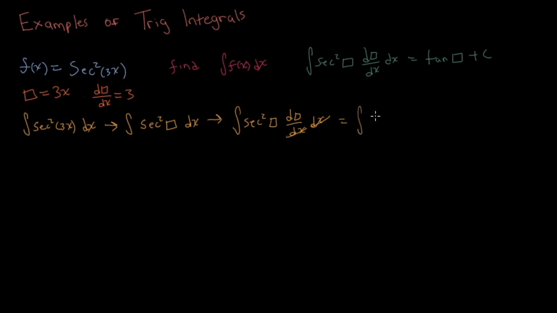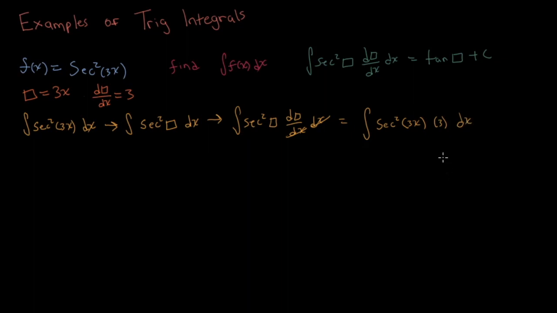When we plug our numbers in, we get the integral of secant squared 3x times our d box by dx, the derivative of our placeholder, which is just 3, so times 3 dx.